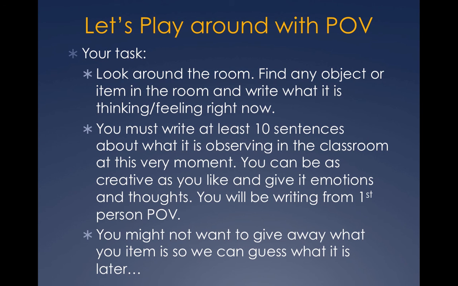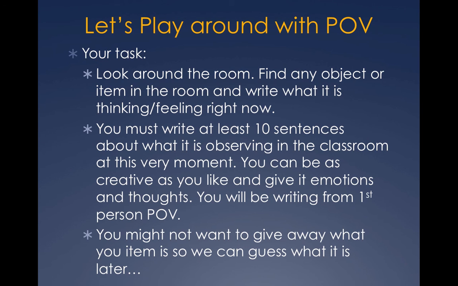Your requirements are, I want you to write at least 10 sentences about what that particular object is observing in the classroom. You can be as creative as you like. You can give it emotions, you can give it thoughts, you can make it crazy if you really wanted. I would like you to write it from first person point of view, so it should have those pronouns I, me, my. Pretend and put your shoes in the place of that item. Now, I don't want you to actually say, I am the stapler. I don't want you to give away what your item is.